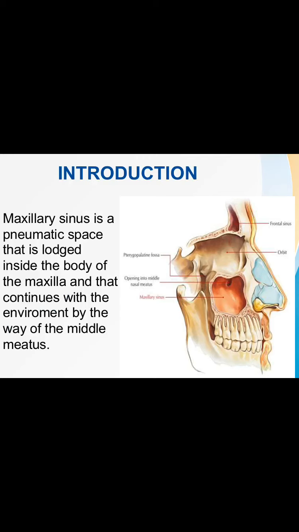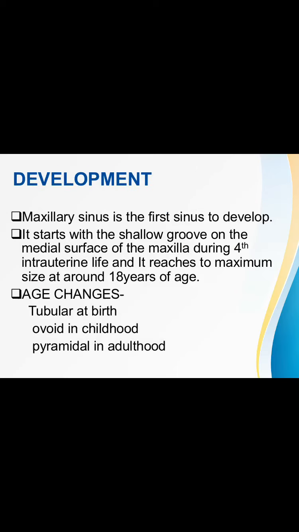Maxillary sinus is a pneumatic space that is lodged inside the body of the maxilla and that continues with the environment by way of middle meatus. It is the first sinus to develop. Maxillary sinus starts with a shallow groove on the medial surface of the maxilla during fourth intrauterine month and reaches maximum at around 18 years of age. The expansion of maxillary sinus occurs more rapidly until all the permanent teeth have erupted.